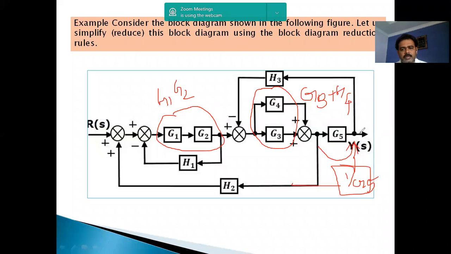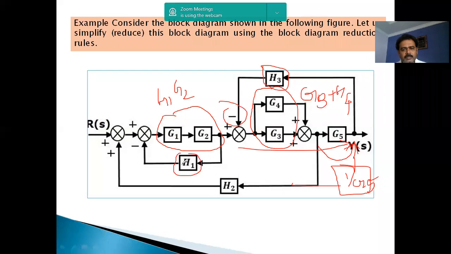Now, once we move this one, we can eliminate this feedback in step 4. This is already G3 plus G4. We have replaced this takeoff point to this point, so that the forward path transfer function becomes G3 plus G4 into G5. That is the forward path transfer function. The feedback transfer function is H3, with the negative sign, so we can eliminate this H3 feedback just by replacing with G by 1 plus GH form.